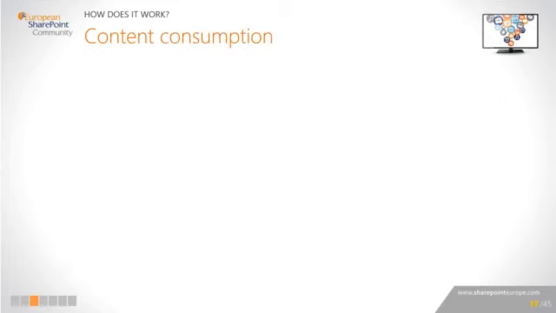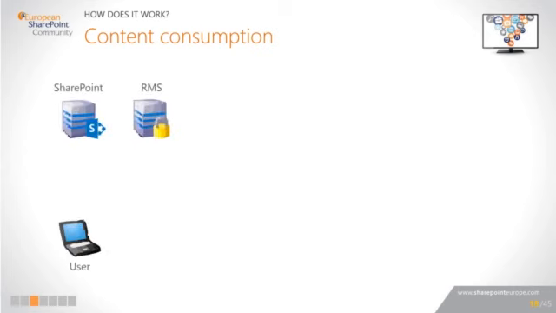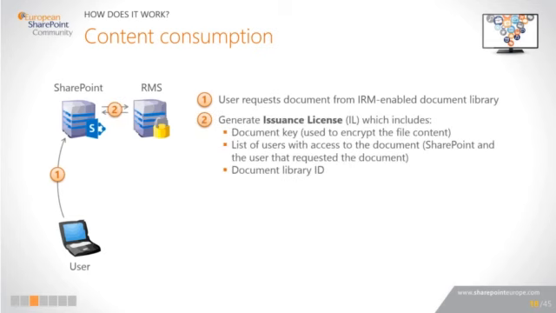So what about when a user is consuming protected content? We start with the same setup. The user requests a protected document from an IRM document library. And with the help of RMS, a new issuance license is generated, which includes a document-specific key, which will be used to encrypt its contents, a list of users that can access the contents, which by default contains only SharePoint and the user who is requesting the document, and the document library ID.